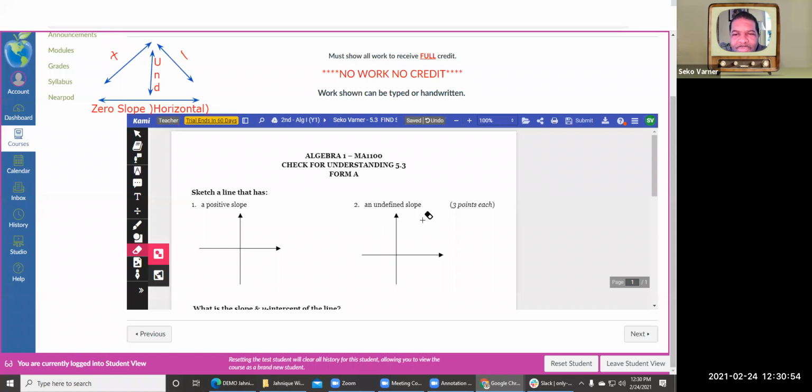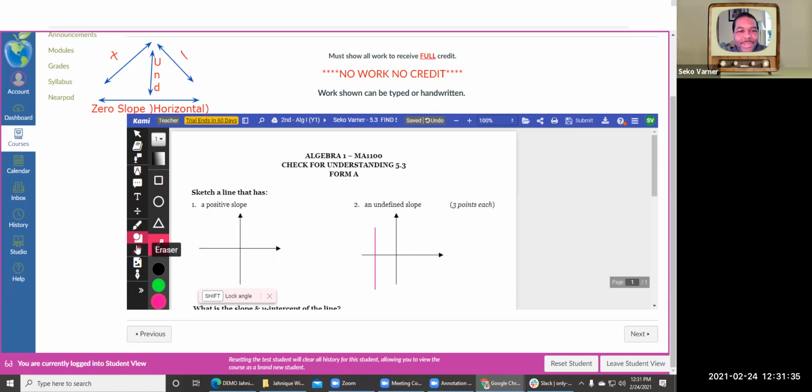And an undefined slope. Going back to my shapes and drawing another line with an undefined slope. So this is undefined. Now this would be horizontal, this would be negative, this would be positive. So what am I left with? Undefined. It'll look somewhat like that, and that would literally give you 3 points.